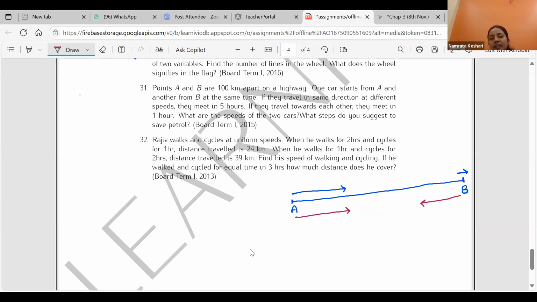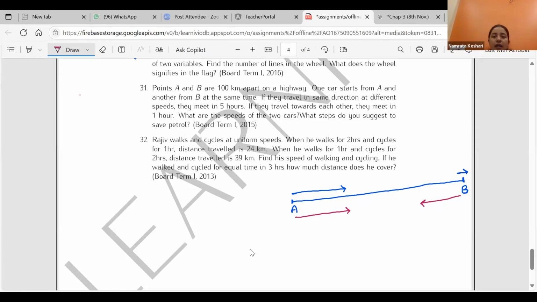Let's discuss it. This is based on relative speed. I'm not sure whether you have learned this concept of relative speed in science, in physics or not. Let's do it together. Points A and B are 100 kilometers apart on a highway. There is a point A, there is a point B. You can see on the screen, the distance between A and B is 100 kilometers. One car starts from A and another from B at the same time. If they travel in the same direction, focus on the blue one.